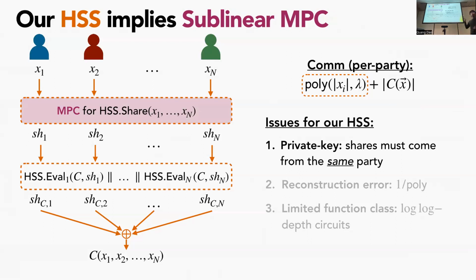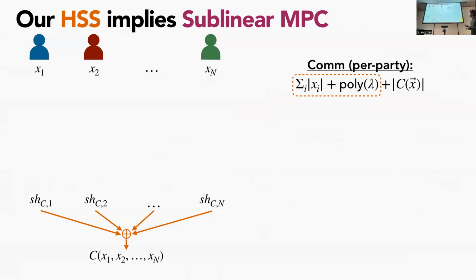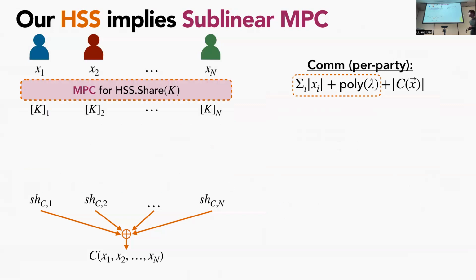The private key issue is quite simply addressed by running a generic MPC protocol for sharing of all the inputs. So that's that. The second thing I want to do is reduce this dependence to just linear in the input size plus some additive terms in the security parameter.